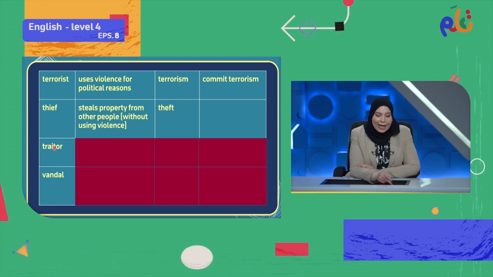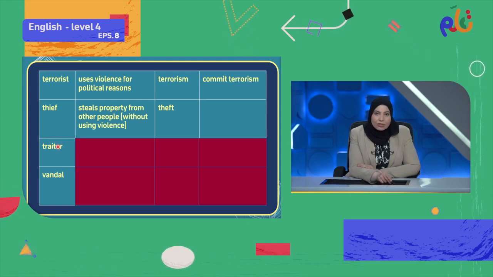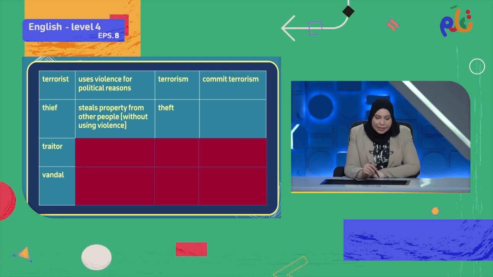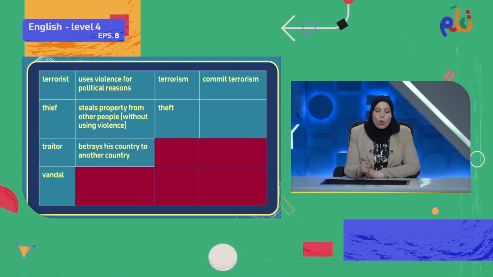And then we have a traitor. The traitor is the person who betrays his country. So if we're talking about a spy, a person who knows important or valuable secrets about his country, and he goes and tells it to a different country, this is called a traitor. So this criminal is called a traitor.